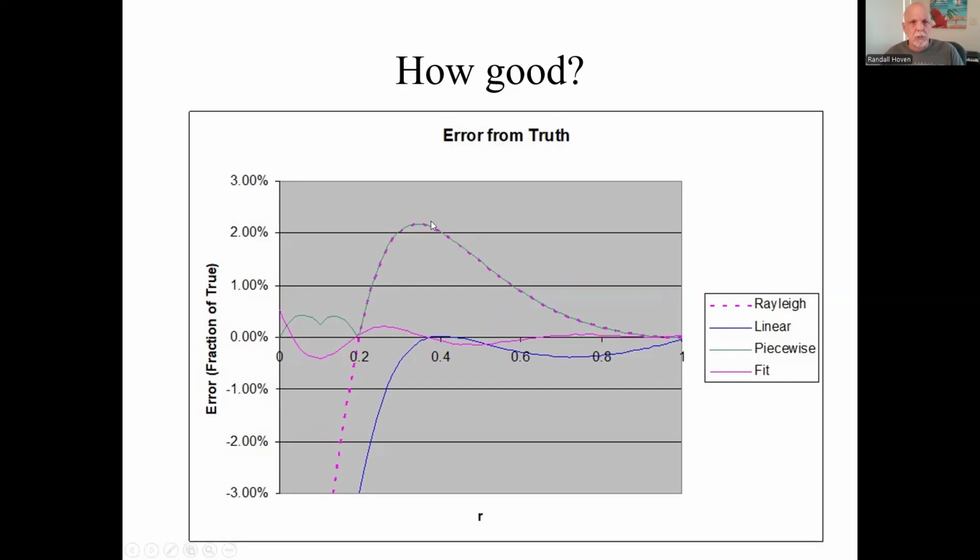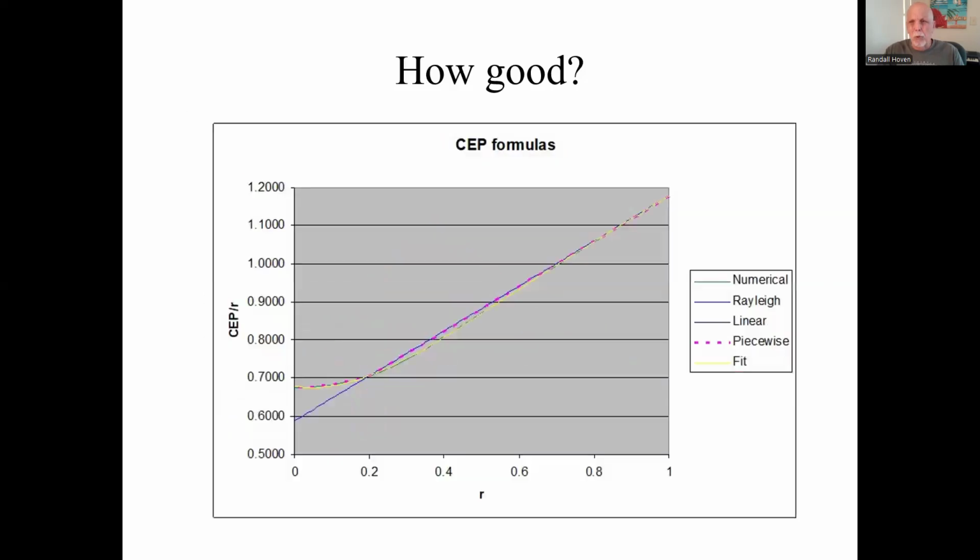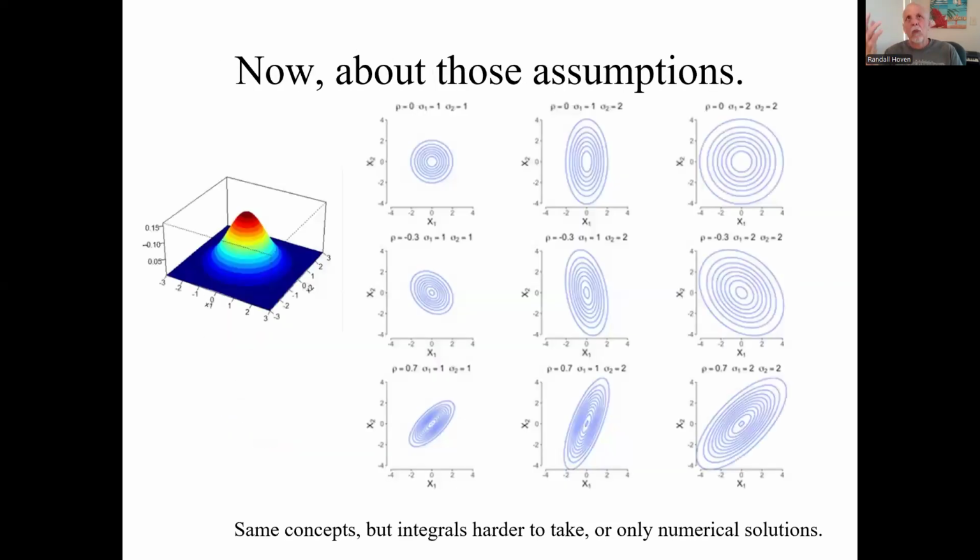This looks bad, but this peak here is only 2.2%. So if you look at that Rayleigh approximation and you're happy with being within 2.2% of the true CEP, up here and down here at a ratio of about 0.15, you're still within that 2.2%. What does that 0.15 mean? Inverted, that means the larger sigma is 6.7 times the smaller sigma or less.